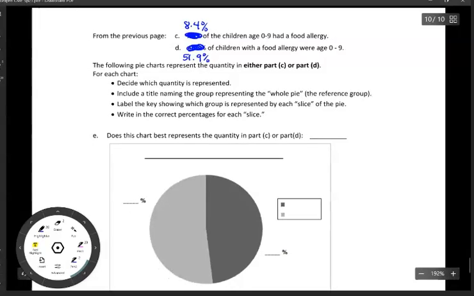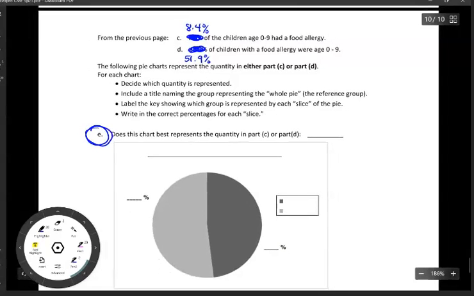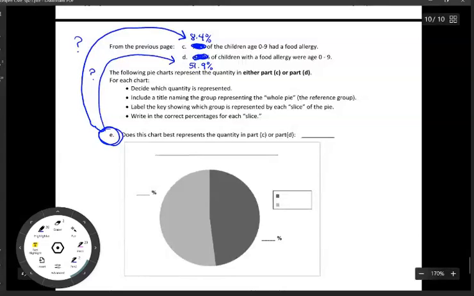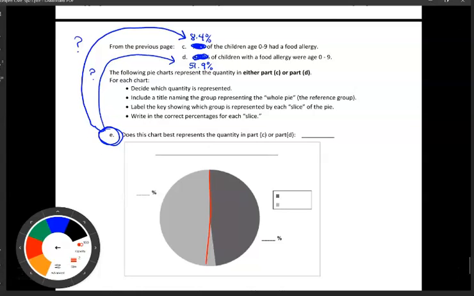So for the pie chart in E, I need to think about, okay, would the pie chart best represent the information that we found in part C or the information we calculated in part D? So looking at this pie chart, I can go back to one of my benchmark percents. Half is 50%.